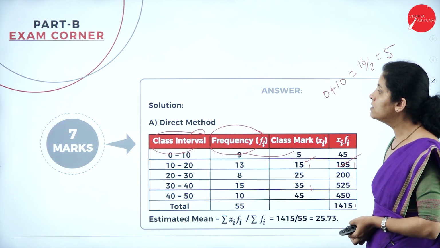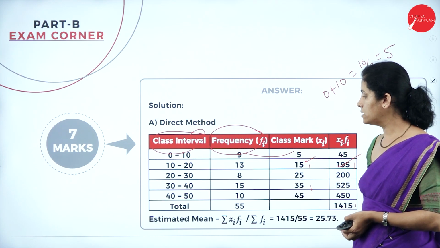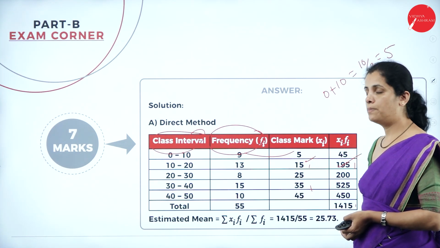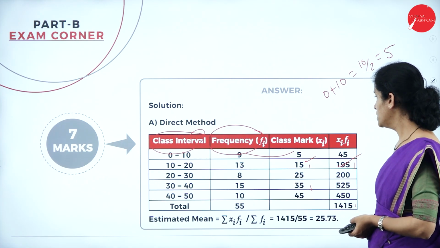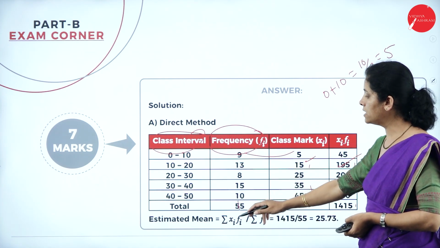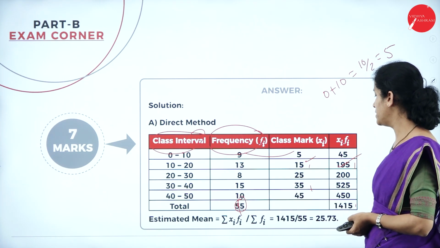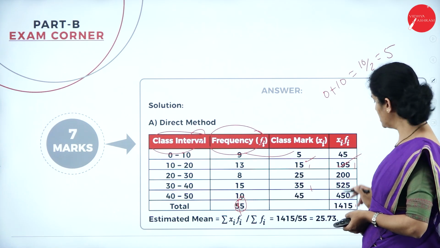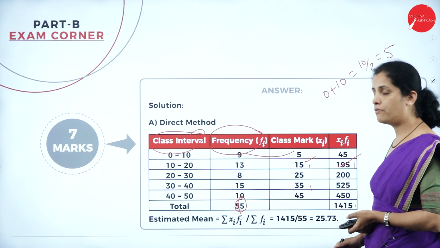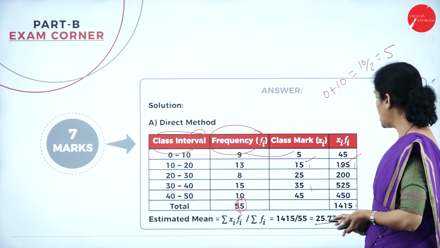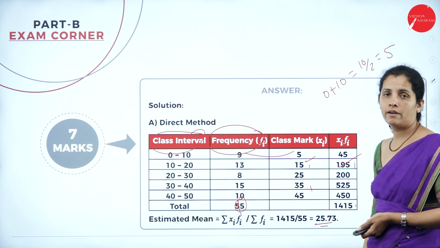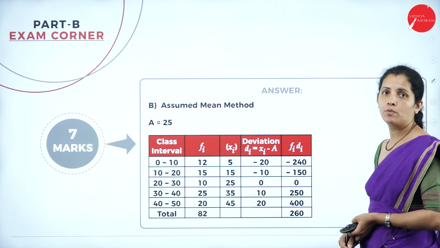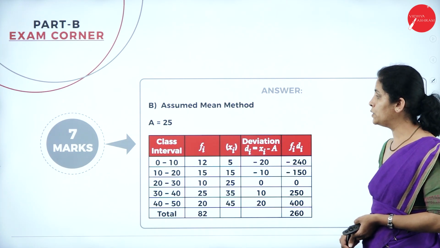And what is the direct method formula? That is sigma xi into fi divided by summation of fi. So what is summation of fi? That's nothing but the summation of frequency, 55. Now summation of xi fi is nothing but 1415, divided by 55. The answer is 25.73.